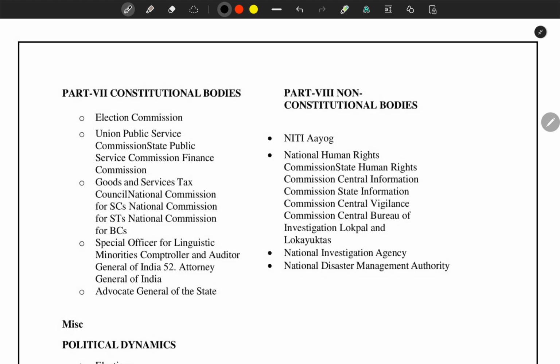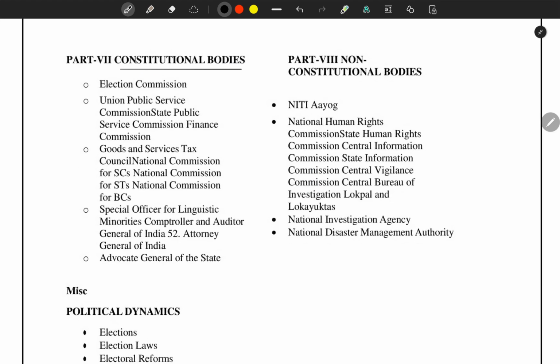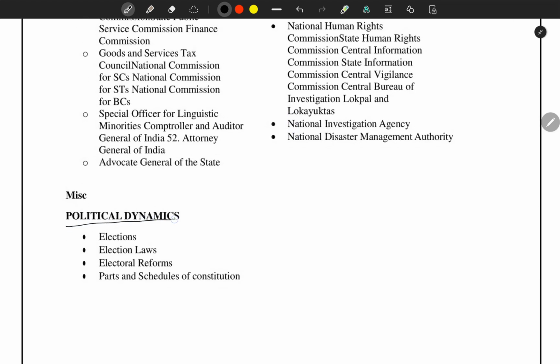Then after completing constitutional bodies, non-constitutional bodies, political dynamics, we will end this video series. Okay, so after that completion, you will have the summary of the whole book, the summary of the important polity book, that is Lakshmikant's Polity book.